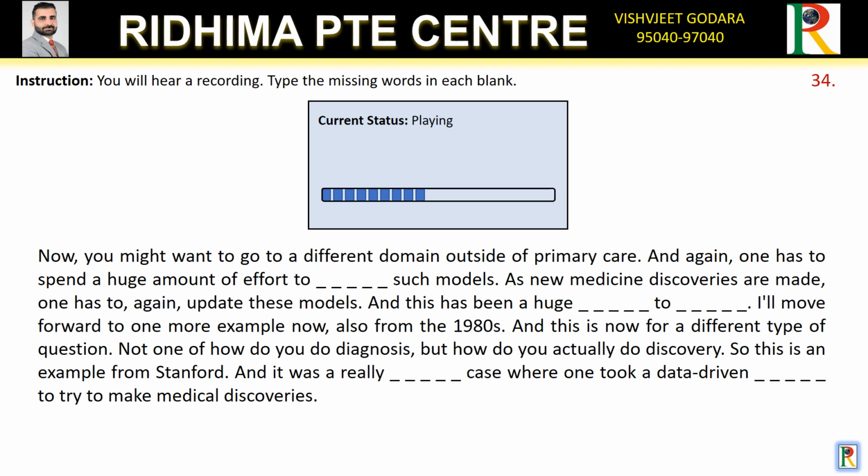I'll move forward to one more example now, also from the 1980s. This is now for a different type of question, not one of how do you do diagnosis, but how do you actually do discovery? So this is an example from Stanford, and it was a really interesting case where one took a data-driven approach to try to make medical discoveries.